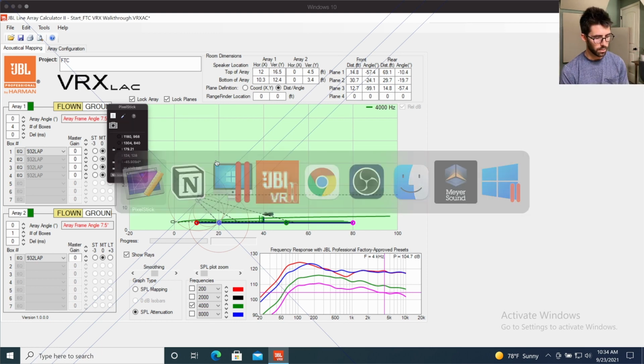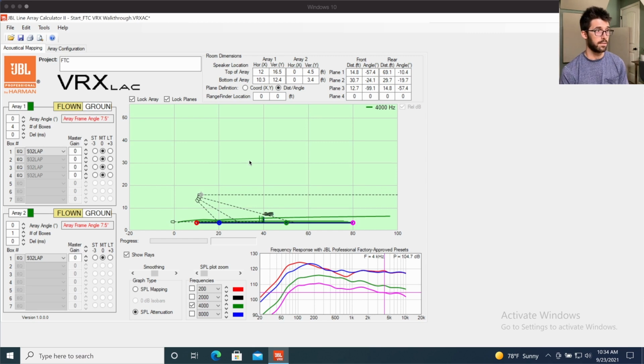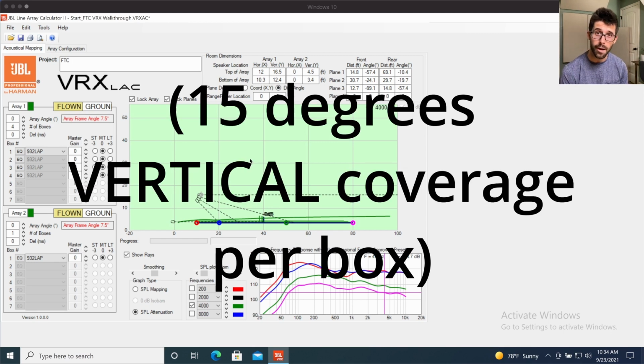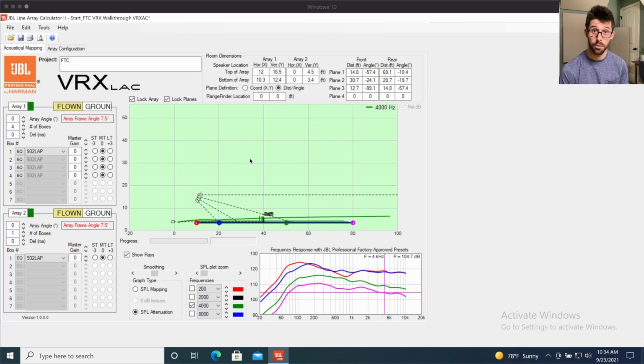So I do know that the VRX is 15 degrees per box, and so 1 box isn't enough. 2 boxes is 30 degrees, so that's not enough. I need 35. So it looks like 3 boxes gets me to 45 degrees, and that's enough to cover this entire audience. I can do 4, but that'll give me 60 degrees and also put my bottom box really low, therefore increasing my front to back distance ratio. So I don't want to do that. I'm going to go with 3 boxes.